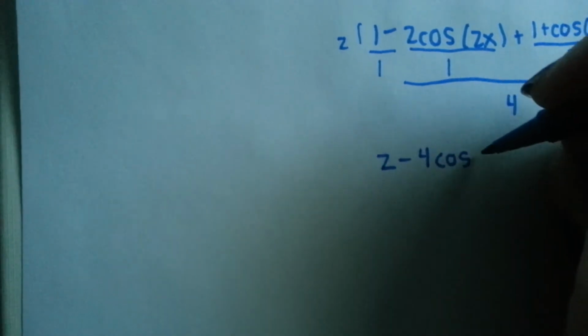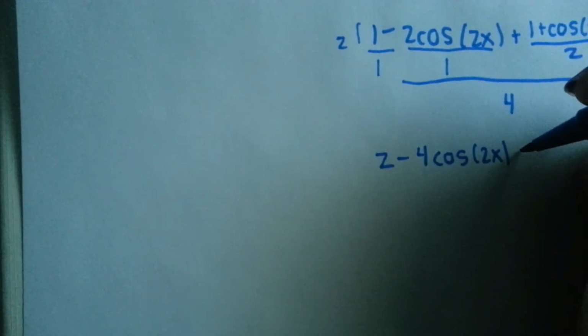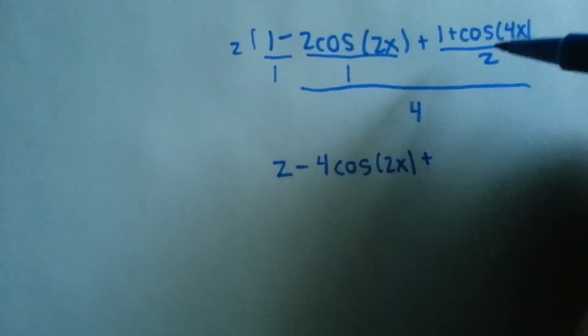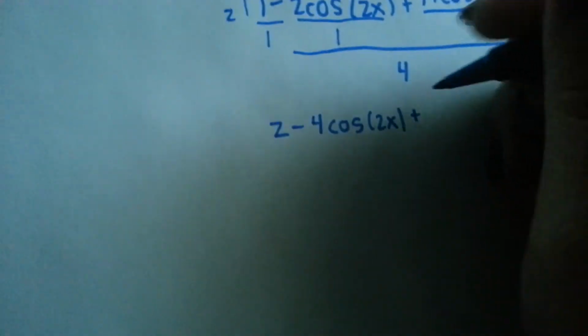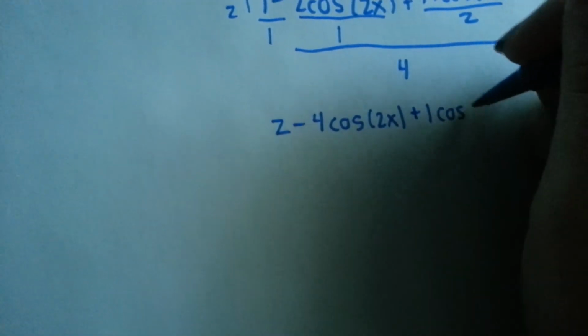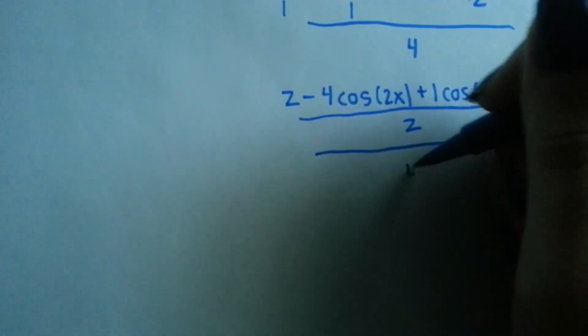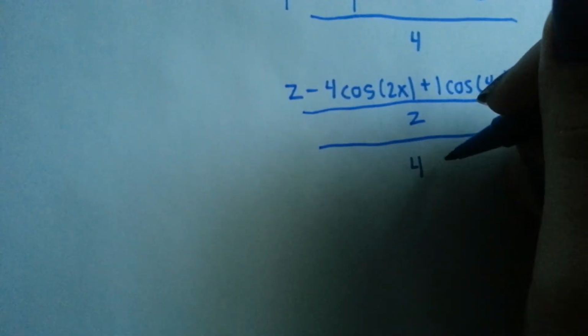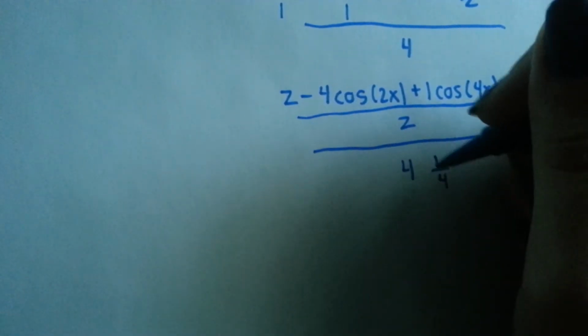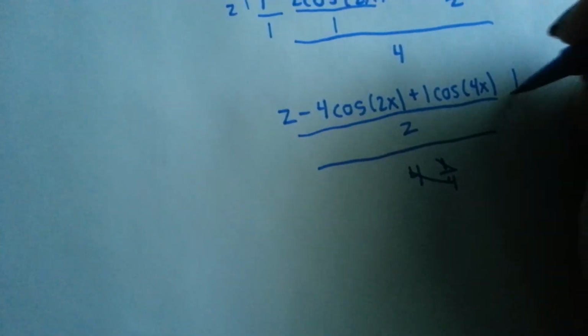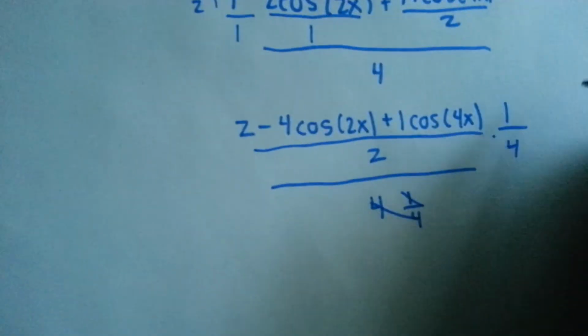So now we're going to have 2 minus 4 cosine of 2x plus, and we know that this stays the same because it's already a denominator 2, so we have 1 plus cosine of 4x, and now all of this is over 2, which is over 4. So now we want to get rid of the denominator 4, so we're going to multiply times the reciprocal, which is 1/4. That cancels, and when we do the bottom, we also do to the top.